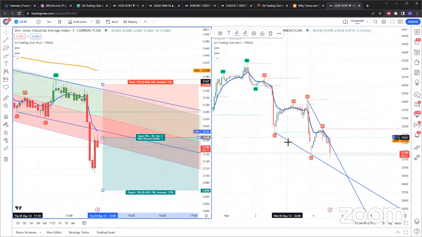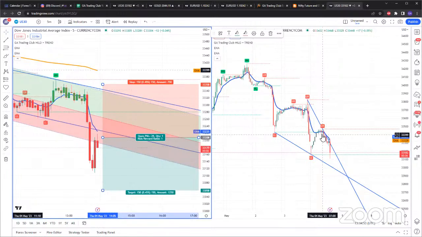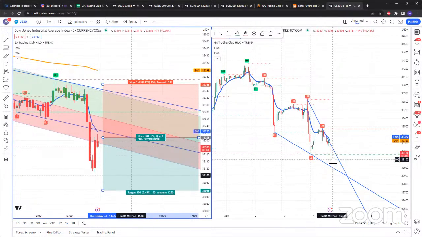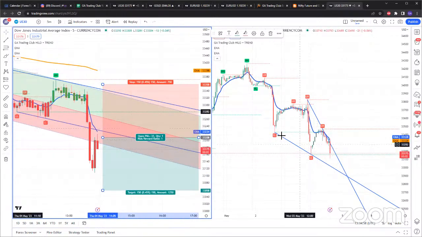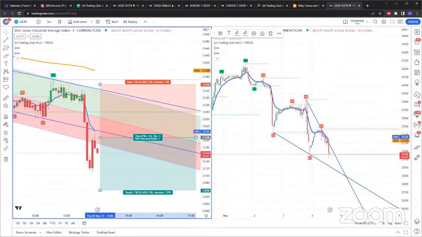If you look at US 30 on the hourly time frame, we have this trend line to the downside. Remember, static trend lines almost always get tested or retested. This trend line to the downside has not been, so that's the trade, and I am in the trade right now.